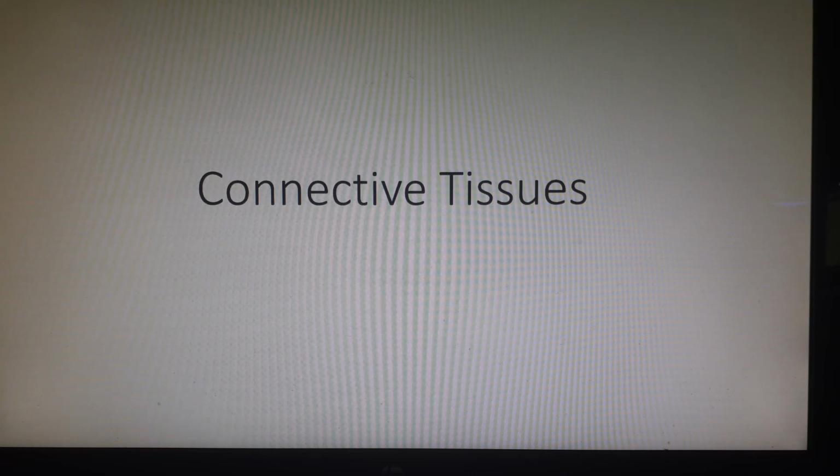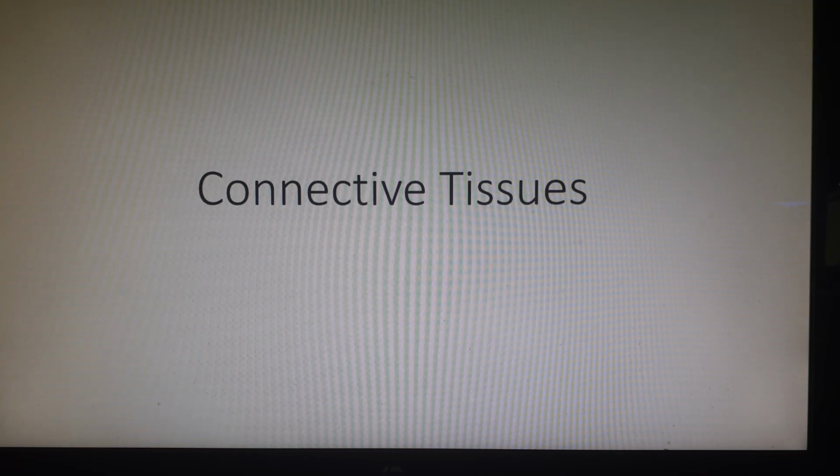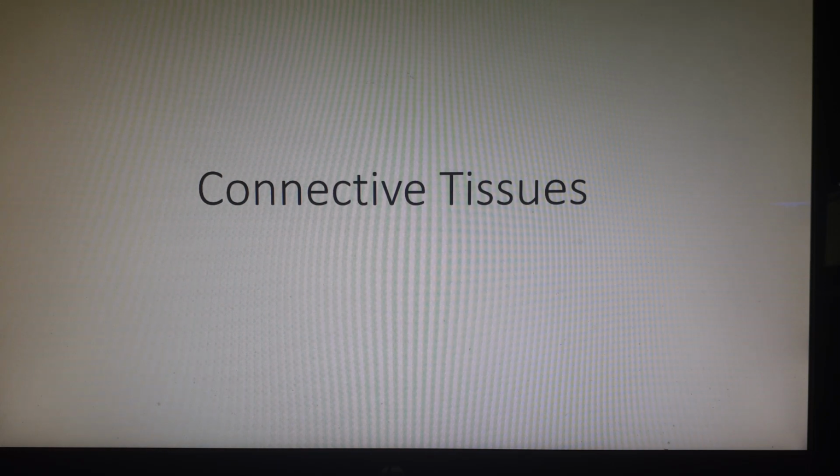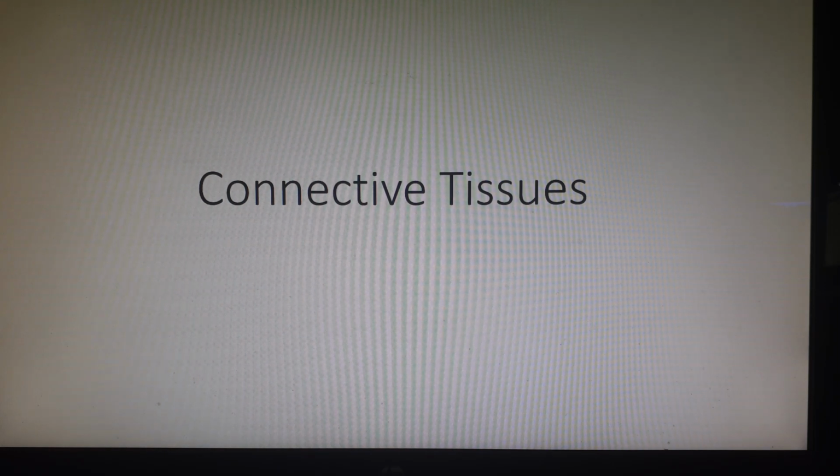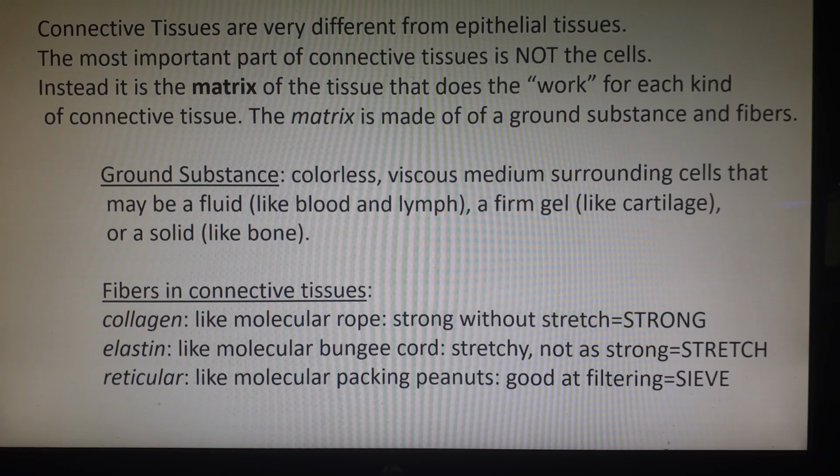Okay guys, so this is another quick short lesson. This is going to be on the connective tissues, and this is for the lab exam, okay? So now, connective tissues are very different from epithelial tissues.